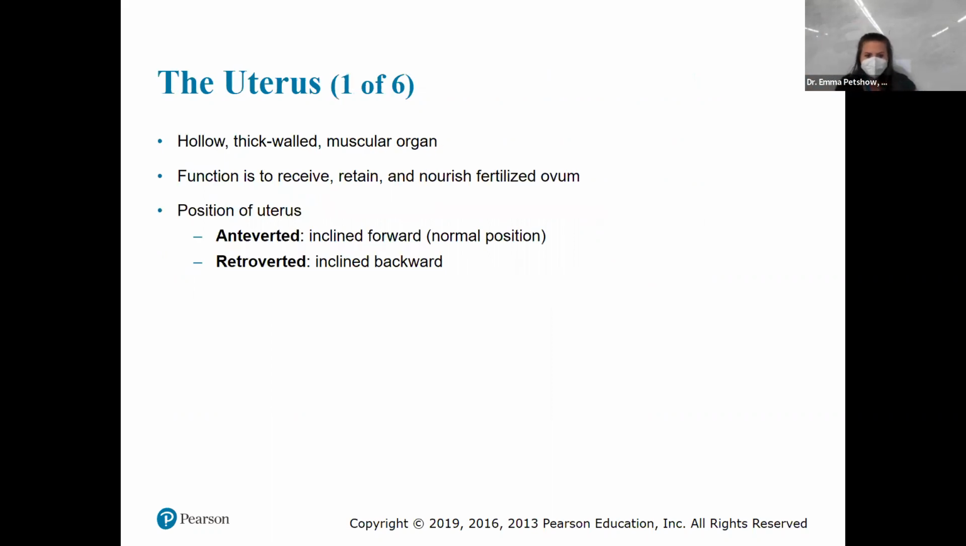So our uterus, moving into other anatomy, is a hollow, thick-walled muscular organ. Its whole purpose is to receive, retain, and nourish a fertilized ovum. And it can be anteverted or retroverted. This matters more when we start doing pelvic exams, but essentially anteverted is inclined forward, which is normal. Retroverted is inclined backward, which is abnormal. But again, all are normal in the sense that you can see many of them, and they aren't associated with pathology.